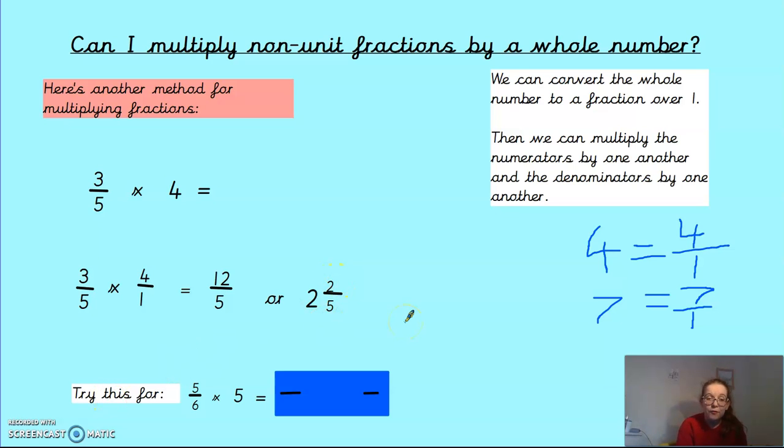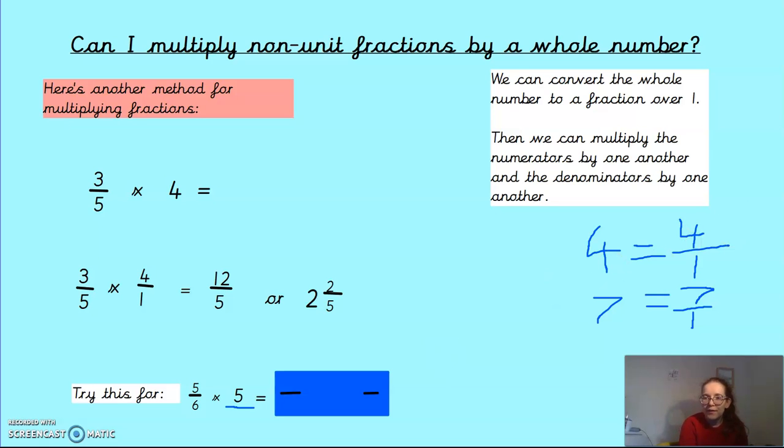Can you try this method for me for 5/6 times 5? So you're going to need to change this into a fraction. What is your denominator going to be? Have a go for me. Pause me here, and when you're ready, I will show you the answer.